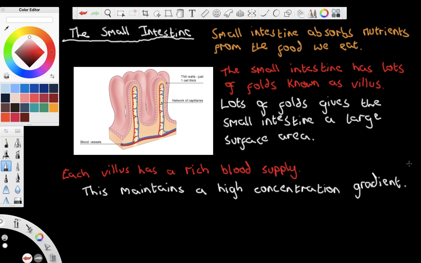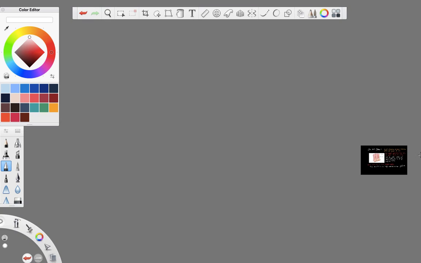Okay. So the small intestine has lots of villi which increase its surface area, and it has a rich blood supply which maintains a high concentration gradient so that we have faster diffusion.